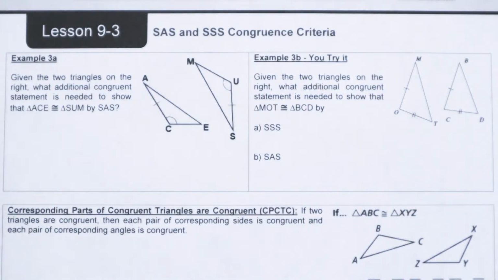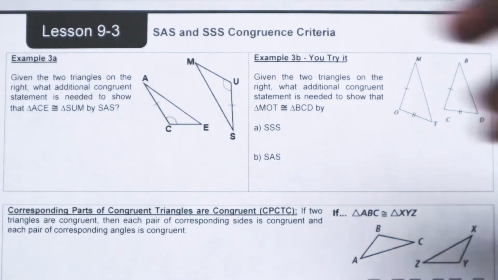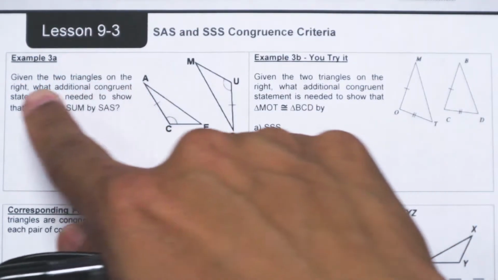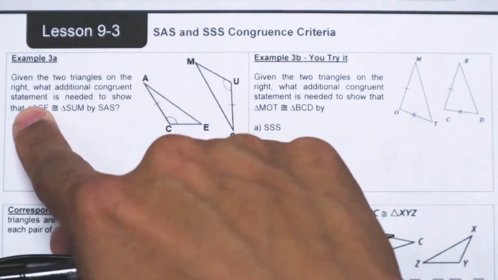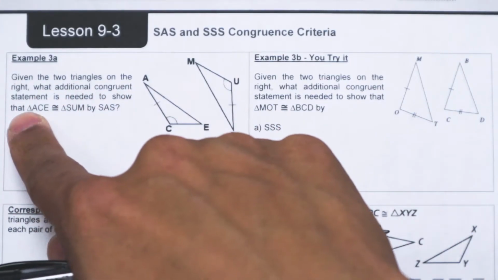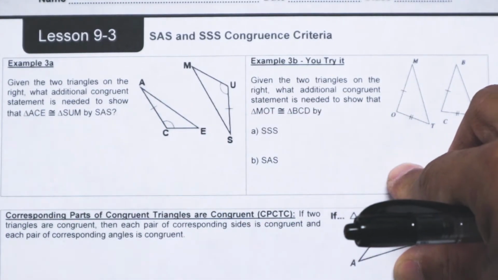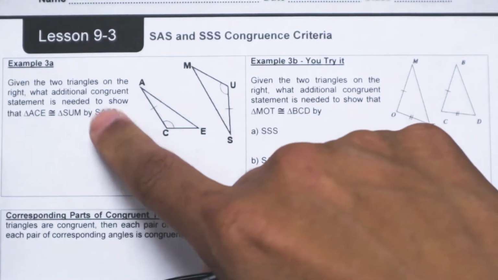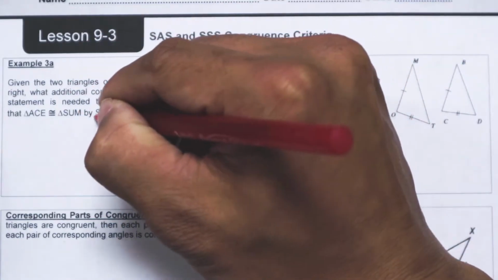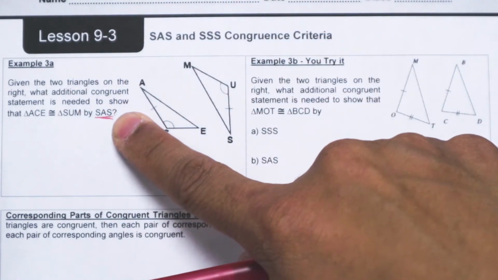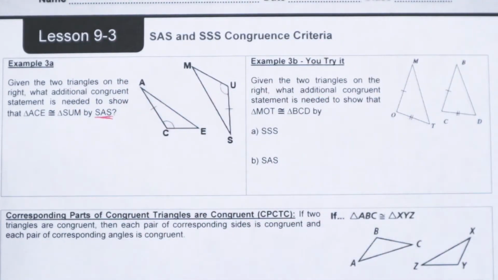Well, in example 2, I would ask you to try it in class. So we're going to move on to example 3. In example 3, it says that given the two triangles on the right, what additional congruent statement is needed to show that triangle ACE is congruent to triangle SUM? Well, by SAS. So since it says SAS, we first need to underline that because we need to use that SAS to prove that the two triangles are congruent.